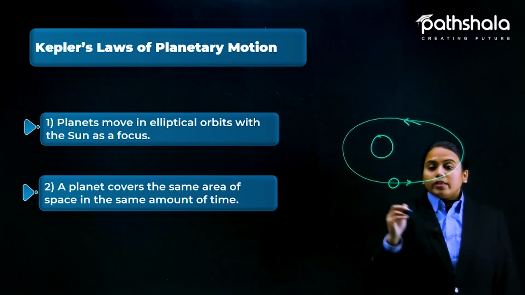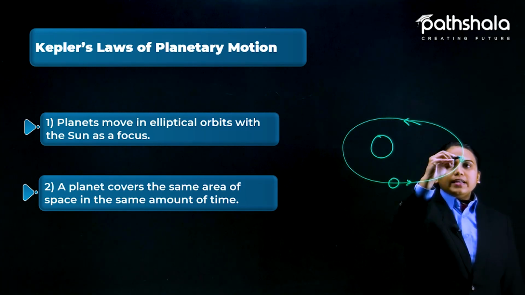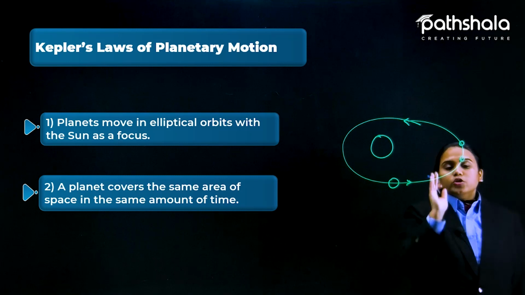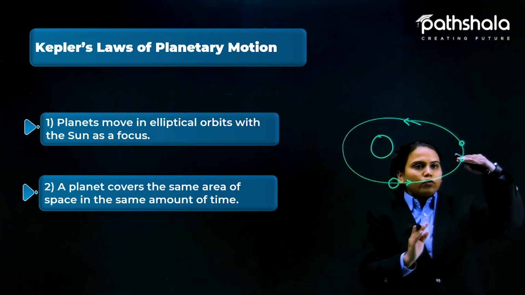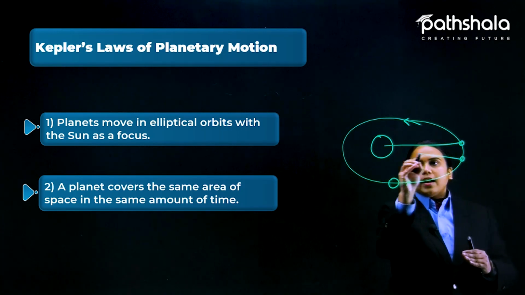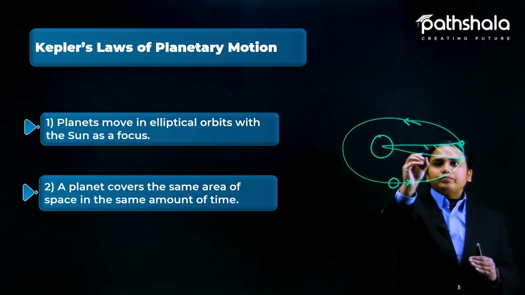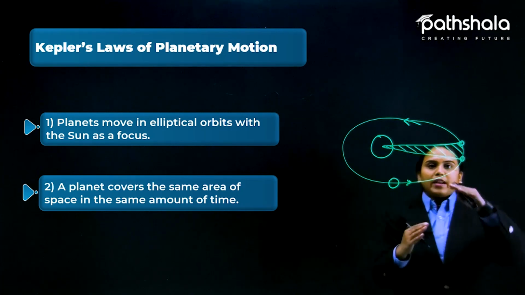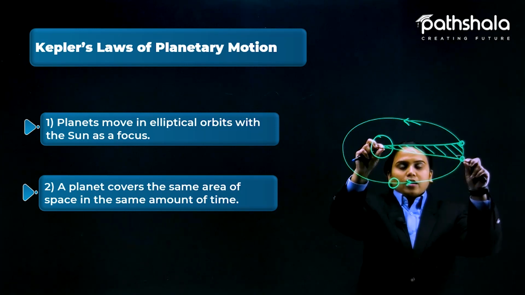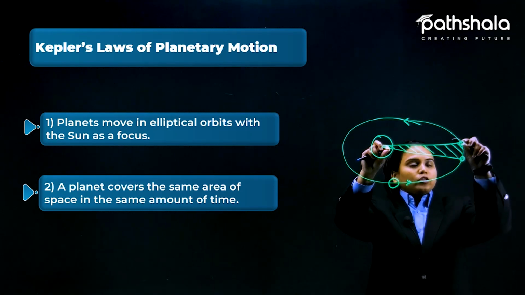Now the second postulate suggests that when the Earth is here and it is connected from this point to this point, it has been shifted from here to here, so it has taken some time to move. When we connect the lines, we have a certain area here. This is the area that has been swept. Let's suppose the Earth and the sun are connected with a string. So when the Earth is moving from this point to this point.